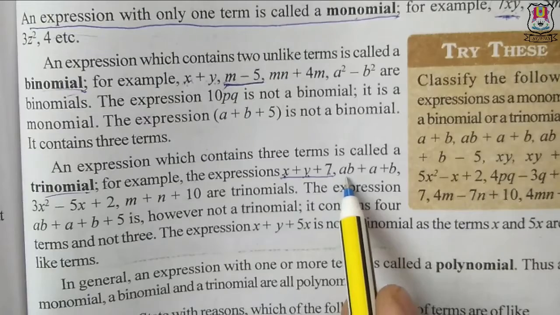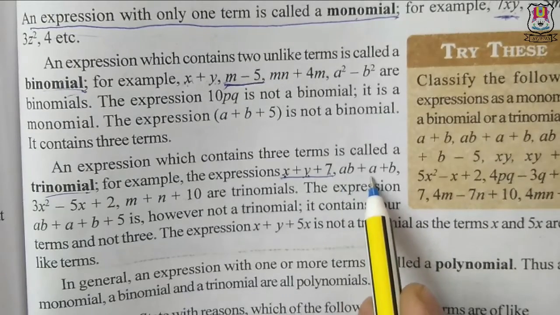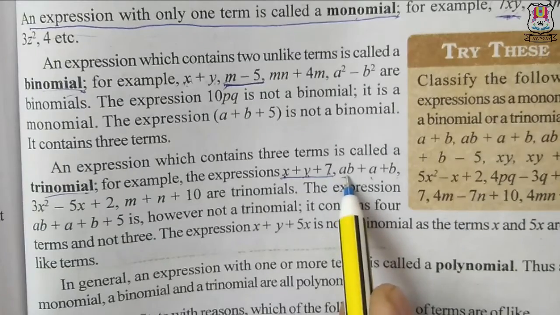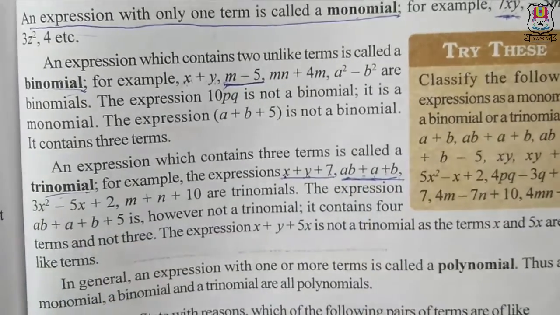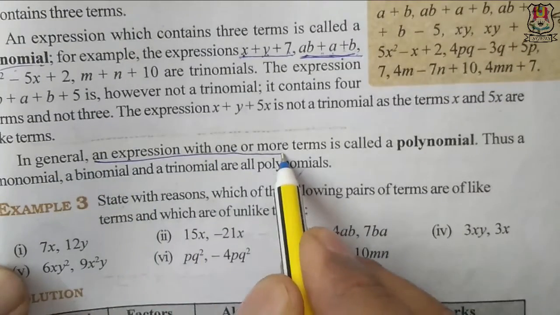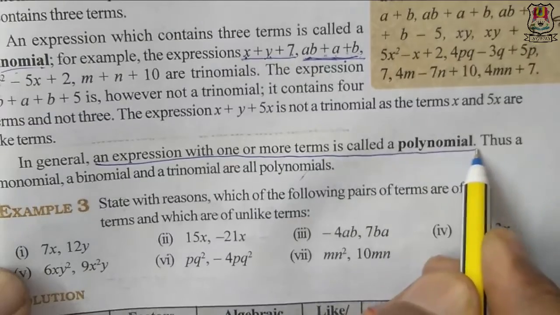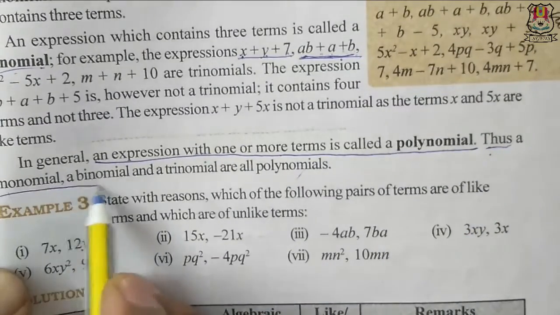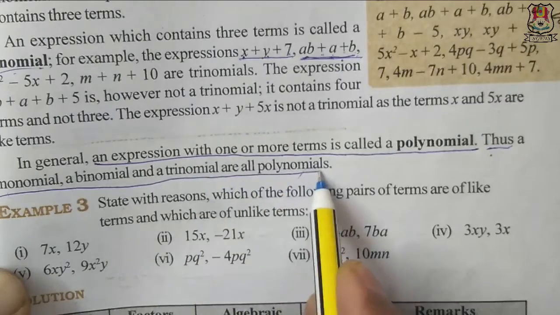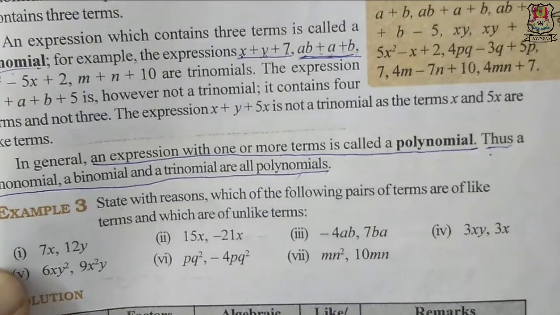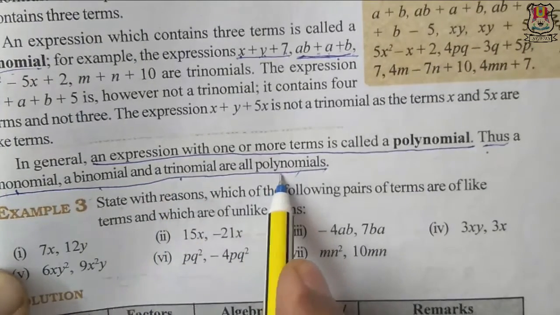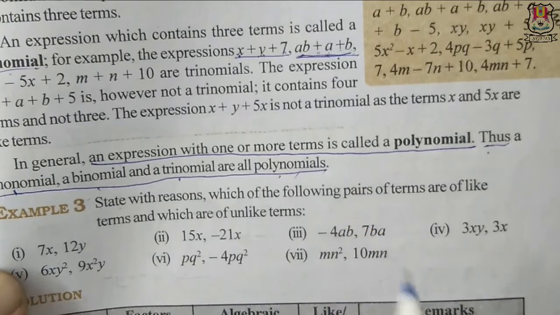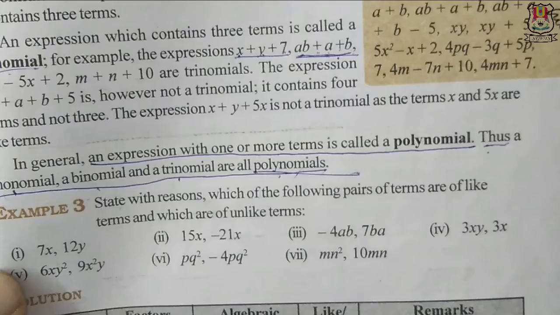It can be written in a different way, ab plus a plus b. Now this ab is in multiplication form, and then plus a plus b. So multiplication, addition, addition. So these are three terms. So it is called a trinomial. In an expression, one or more terms is called a polynomial. So monomial, binomial, and trinomial are all called polynomials. Understood? Even monomial, binomial, and trinomial are also called polynomial. And if there are more than three terms, then also it is called a polynomial.